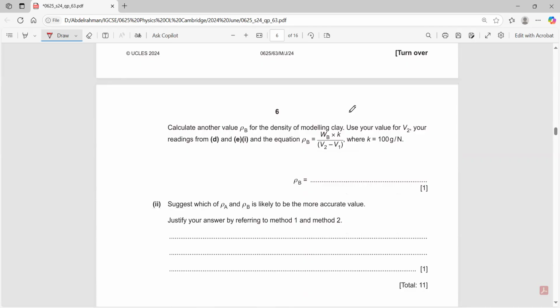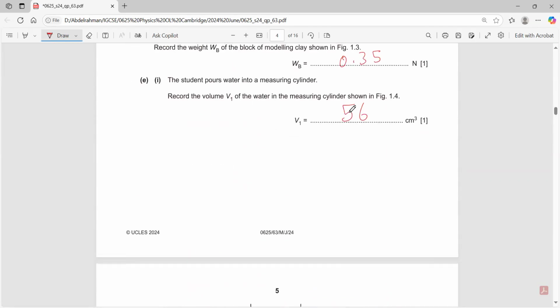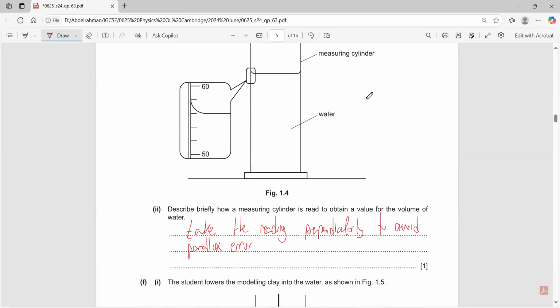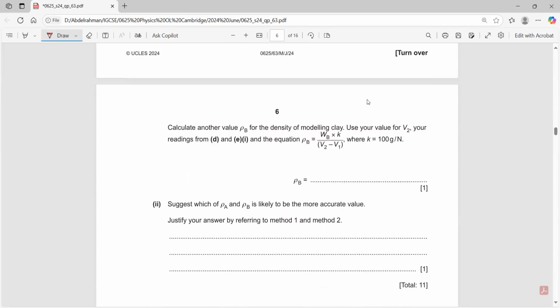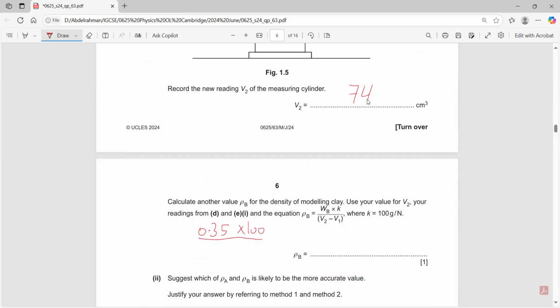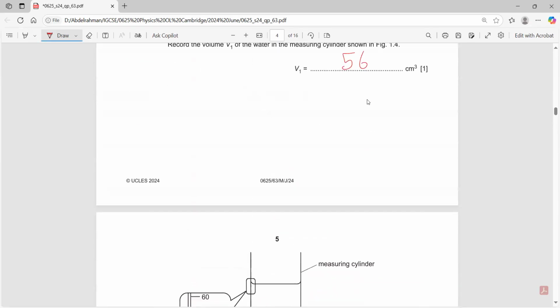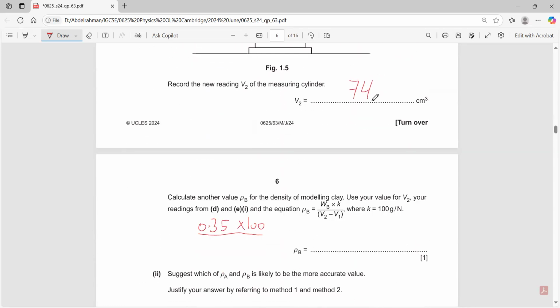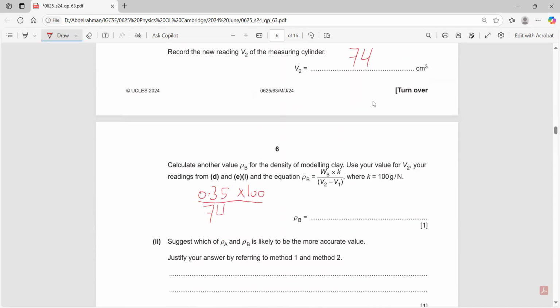And then to find the density, it would be WB times K. What was WB? Weight B was 0.35, times K, which is 100, divided by V2 minus V1. V2 was 74 and V1 was 56, so 74 minus 56. This gives you a density of 1.9 grams per centimeter cubed.